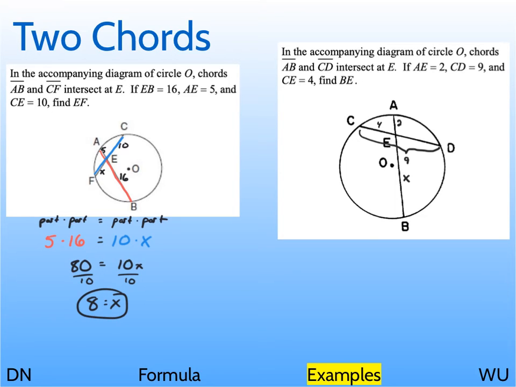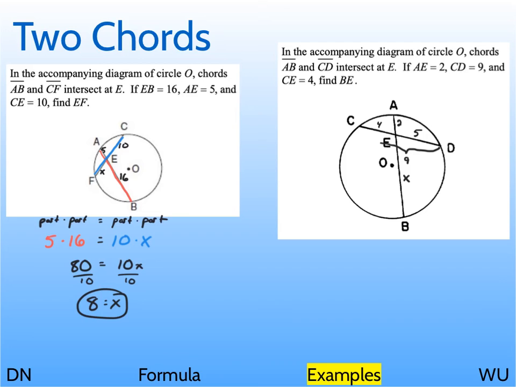Now in the second question, they give you that AE is 2. They give you that CD, this entire length, is 9, and that CE is 4. And we're going to look for BE. So the rule again is we're going to have part times part equals part times part. Now the thing here, they give you the whole length. So in order to find this little piece here, we want to subtract. And we do 9 for the whole distance minus 4 that we already have right there. That makes this thing 5.